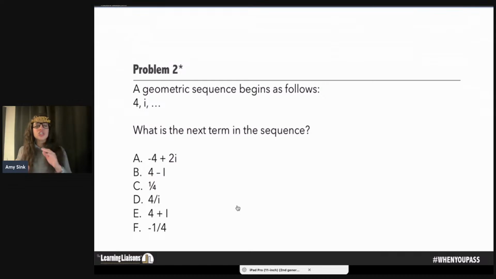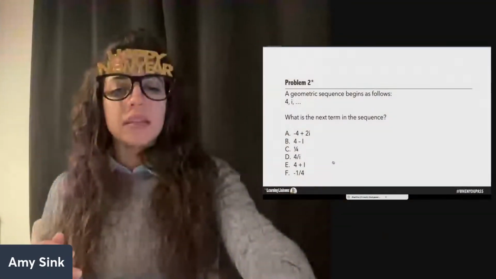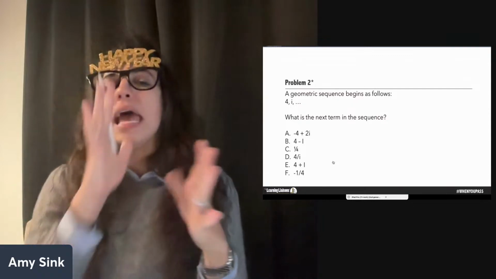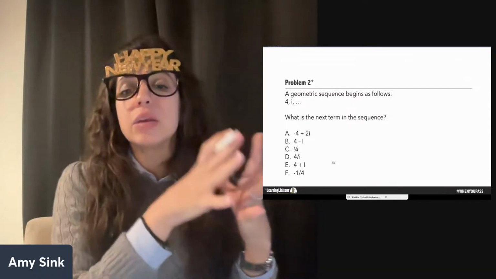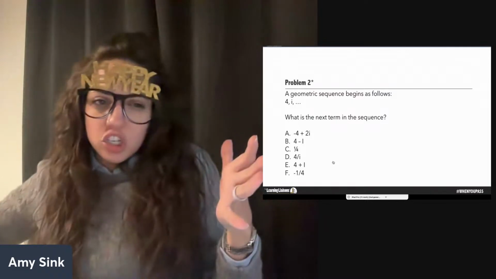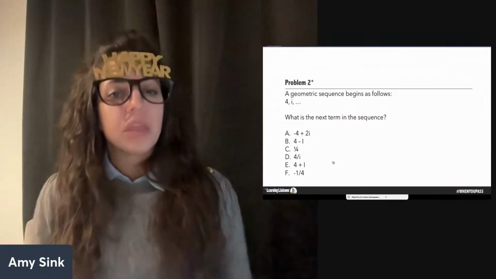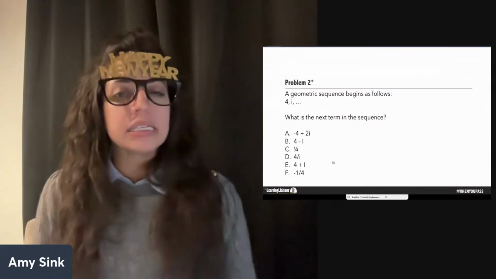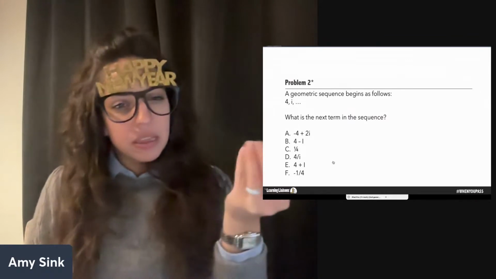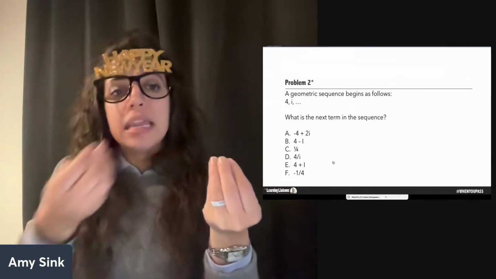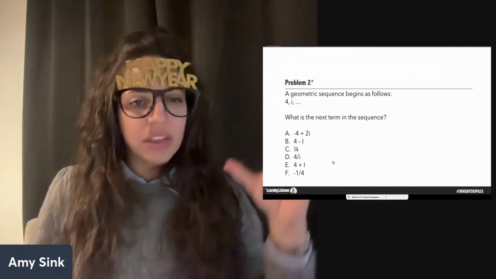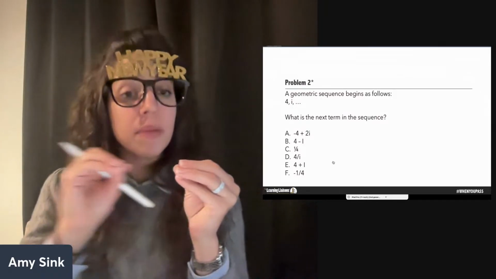All right, so let's just chat about the difference between an arithmetic sequence and a geometric sequence first. An arithmetic sequence is a sequence that has a common difference, something that's being added or subtracted to each term to get us somewhere. A geometric sequence is something that has a common ratio. So it's something that's being multiplied or divided every time to get us to that common number.